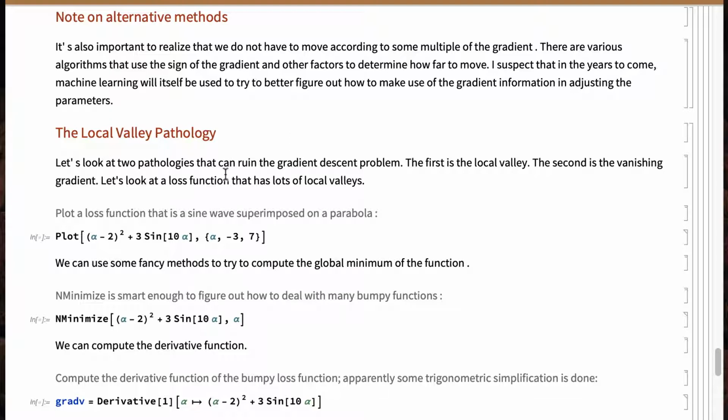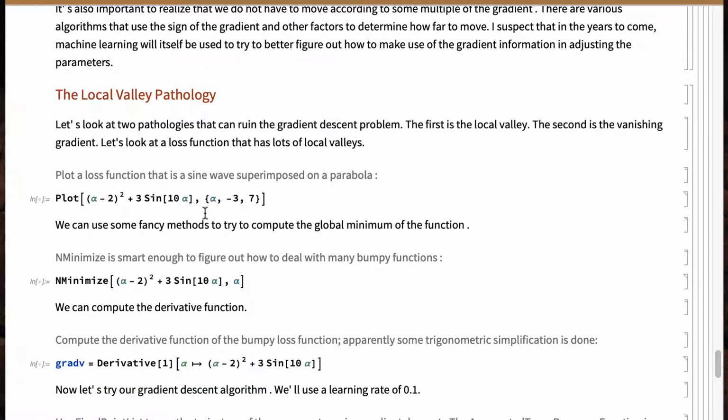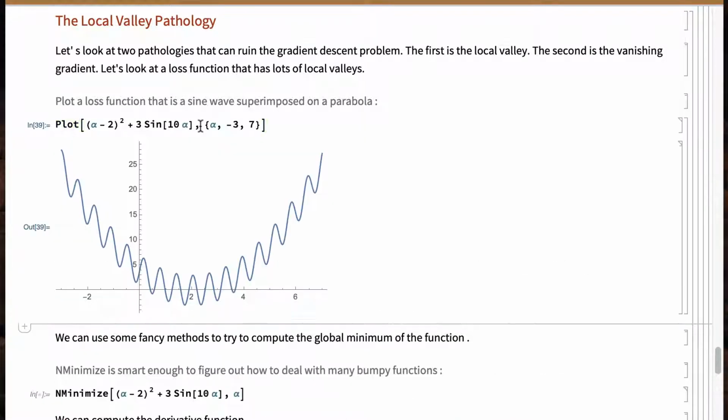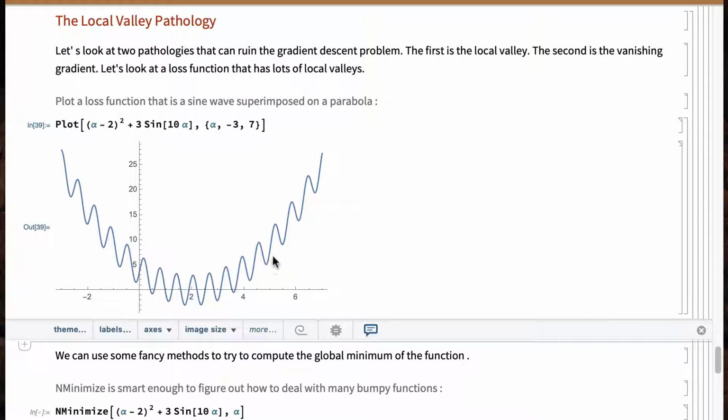All right, let's look at two pathologies that can really make gradient descent miserable. The first is the local valley, and the second is the vanishing gradient. So to see the local valley problem, let's make a loss function that has lots of local valleys. I'm just going to superimpose a little sine wave on top of our parabolic loss function. All right, so we can see lots of little valleys.